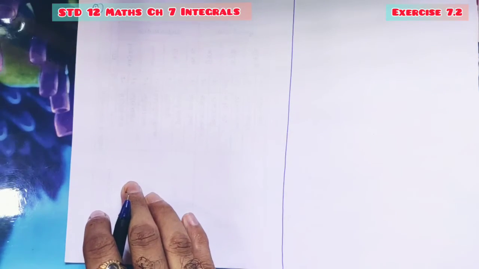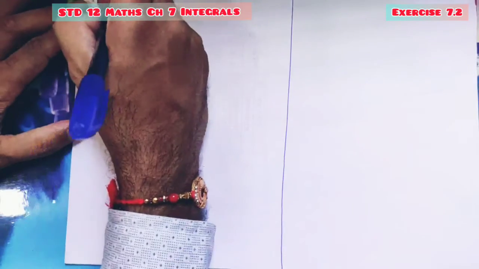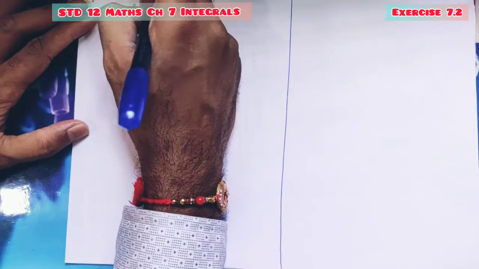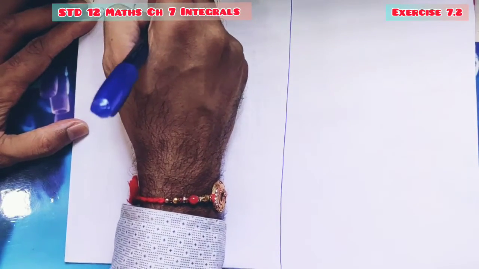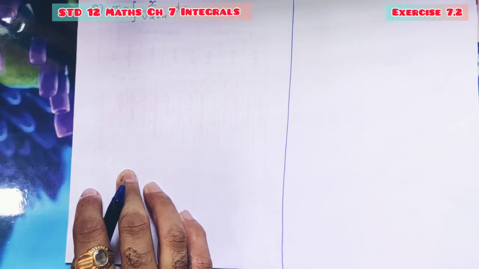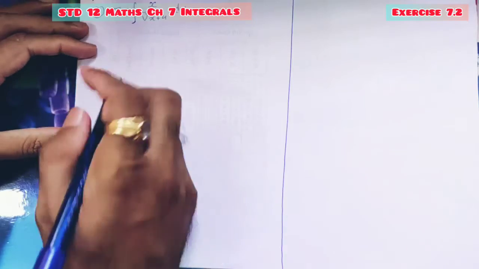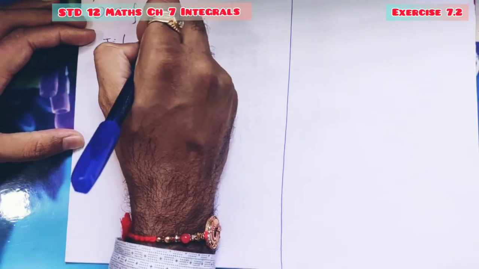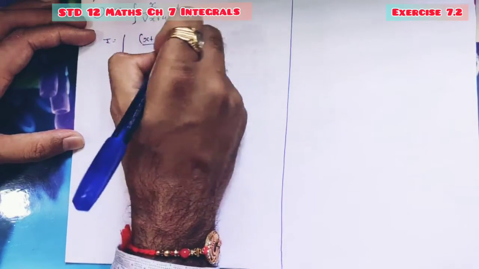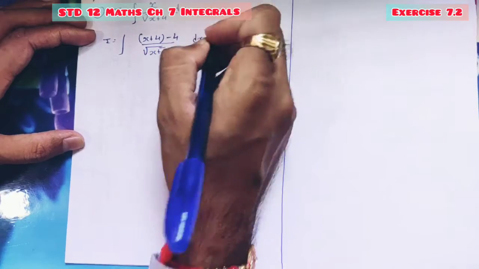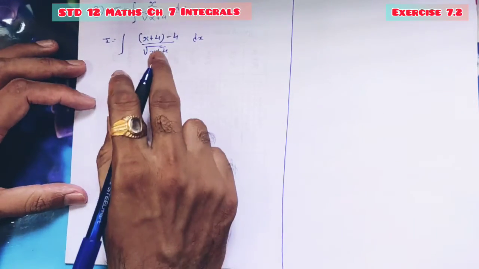11th sum. Here we are given integration of x upon square root of x plus 4 dx, है ना? तो यहाँ पर हम x plus 4 लाने के लिए ट्राई करेंगे. So this is equal to x plus 4 minus 4 divided by square root of x plus 4 dx. Now writing this denominator separately with this numerator.